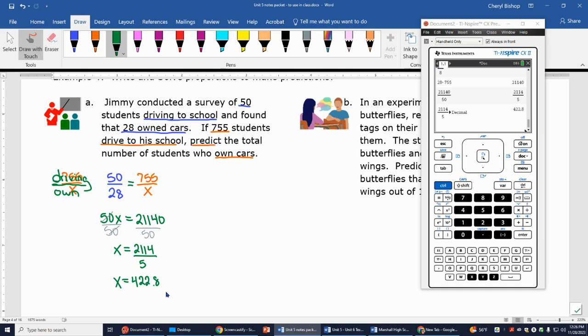But I can't have 0.8 of a student, right? People are whole people. No matter what, a person is a whole person every single time, right? So if I were to try to predict, do I think this would be 422 people or 423 people? Since it's 0.8, I would round. We're more likely that that 423rd person probably does own that car if this was a good survey. So I would predict that 423 students own their car.